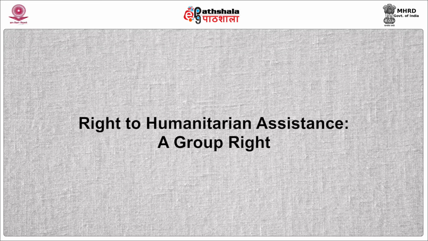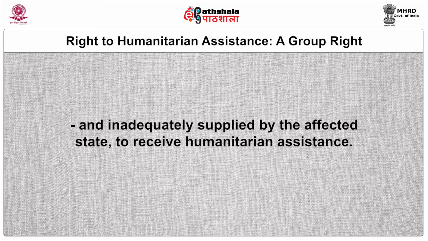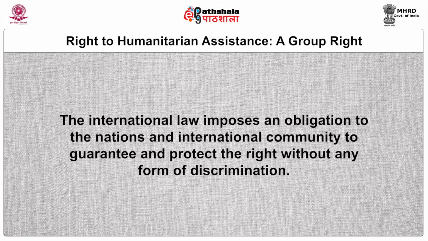Right to humanitarian assistance, a group right. Right to humanitarian assistance means the human right of the individuals and groups affected by a natural or man-made disaster and inadequately supplied by the affected state to receive humanitarian assistance. The international law imposes an obligation on the nations and international community to guarantee and protect the right without any form of discrimination. Generally, an individual is the holder of a human right. However, the holder of the right to humanitarian assistance is a group of people. Hence, the right is categorized as a third generation or group right.